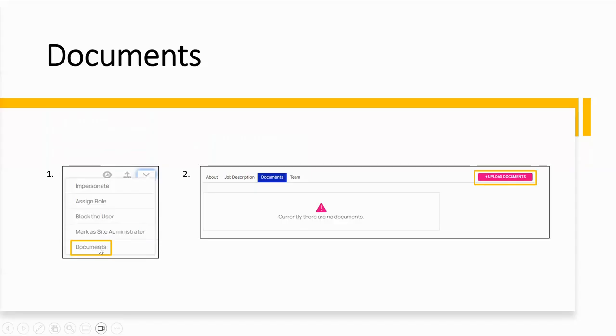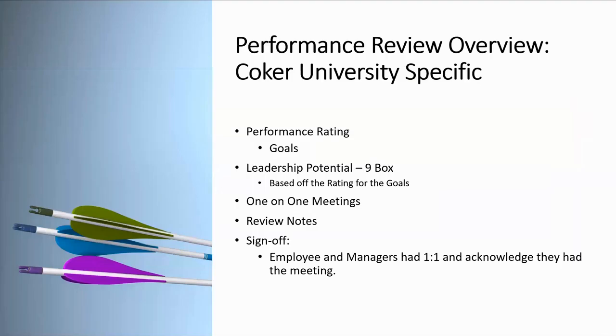So just select documents from the drop-down pick list. You'll be on the documents tab and just hit upload documents. And this, guys, is going to give you an ellipsis. It works just like all other software systems. That's why I didn't want to bore you with the details. Click the ellipsis, select the document you need from your file, and then upload.